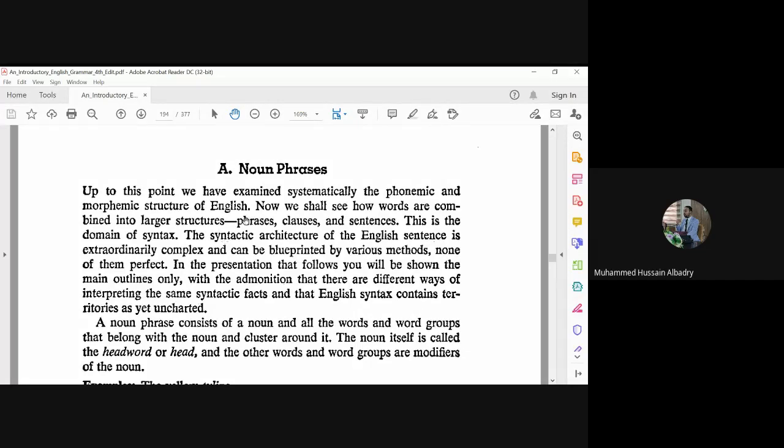Up to this point, we have examined systematically the phonemic and morphemic structure of English. We talked about these details. Now we shall see how words are combined into larger structures. You see, how words are combined, come together, linked into larger structures, phrases.